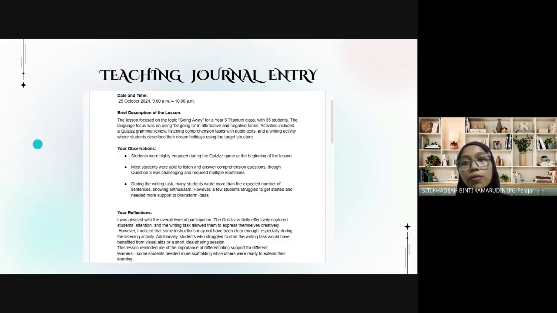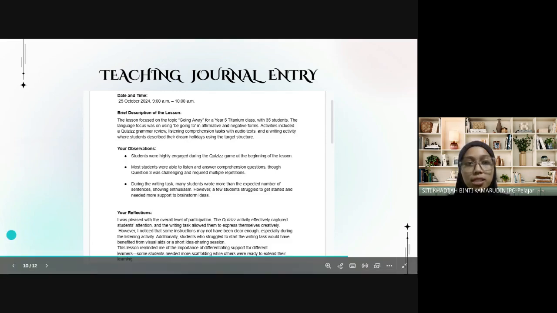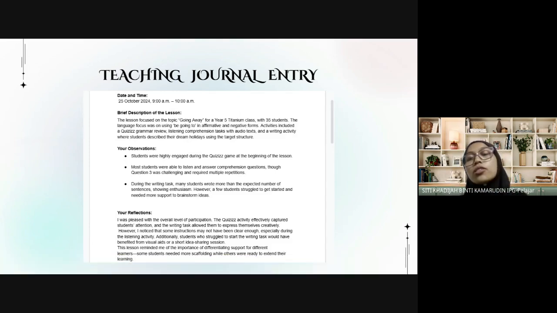And then we have the observations. So students were highly engaged during the quizzes game at the beginning of the lesson. So this is what I observe. This is the teaching journal entry. So what I observe, first one, students, my observation first. And then second, most students were able to listen and answer comprehension questions, even though question 3 was challenging. So all of these are just observations.